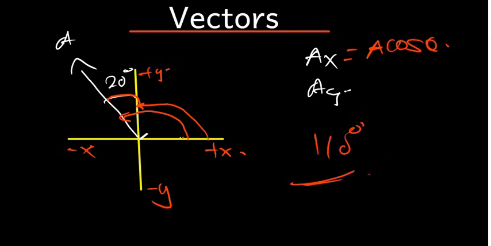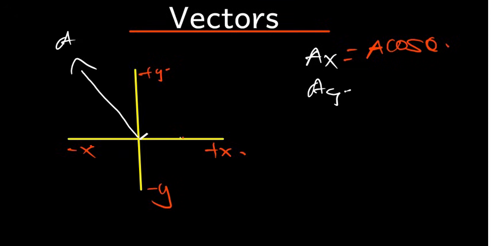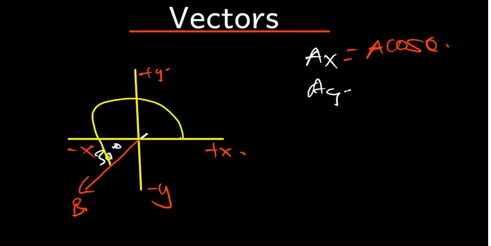Okay. Then let's say we have another vector which is lying in the third quadrant. This is vector B. We want to resolve vector B into x and y components, and let's say the angle which is here is 30 degrees. Remember, we want to get the angle from this line all the way until it touches this line. We know that from this line here all the way to this line is 180. So 180 plus 30 is going to give us what? It's going to give us 210.